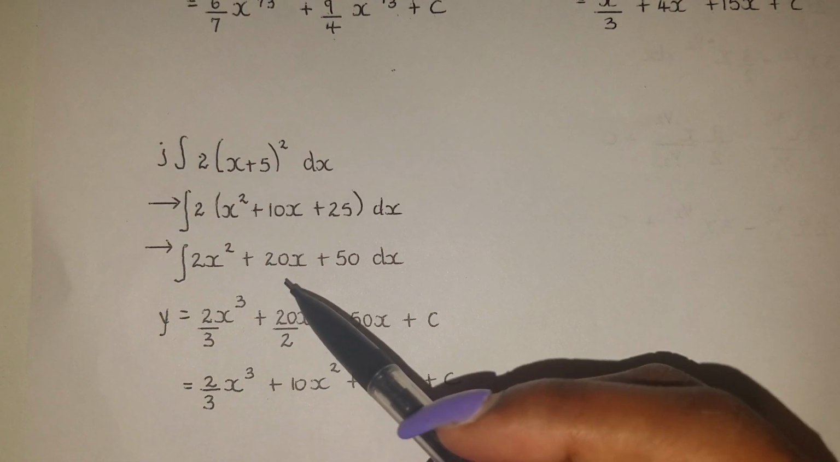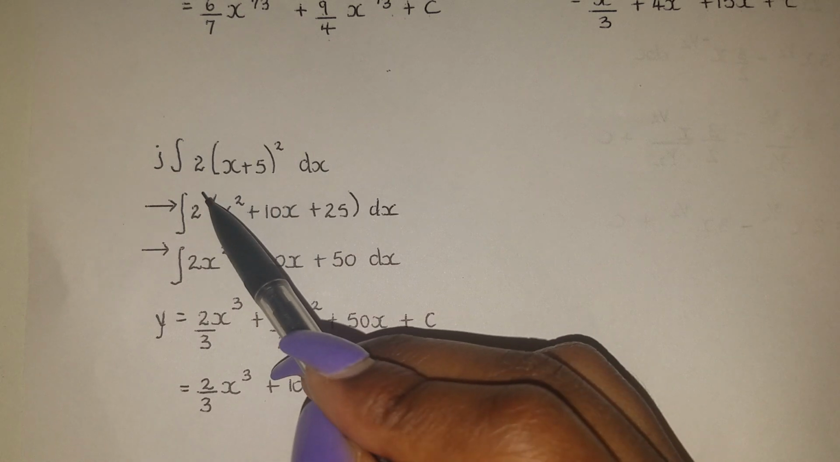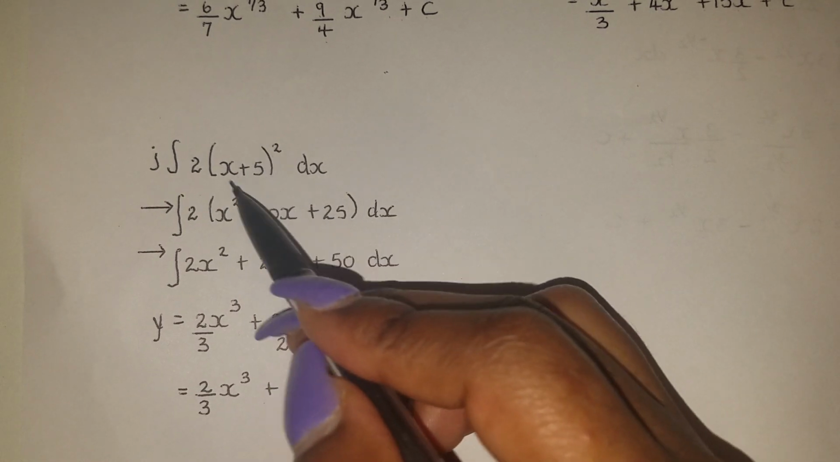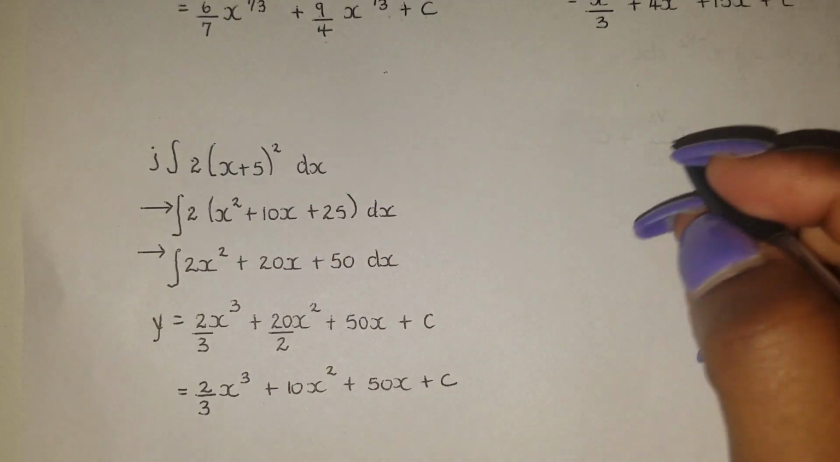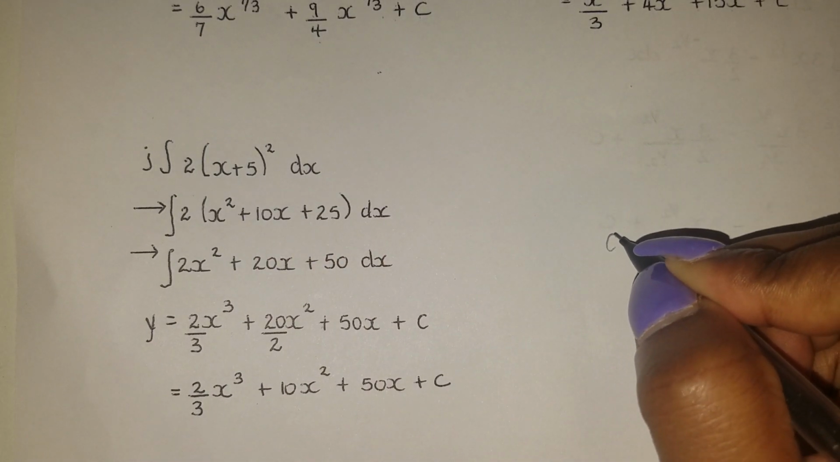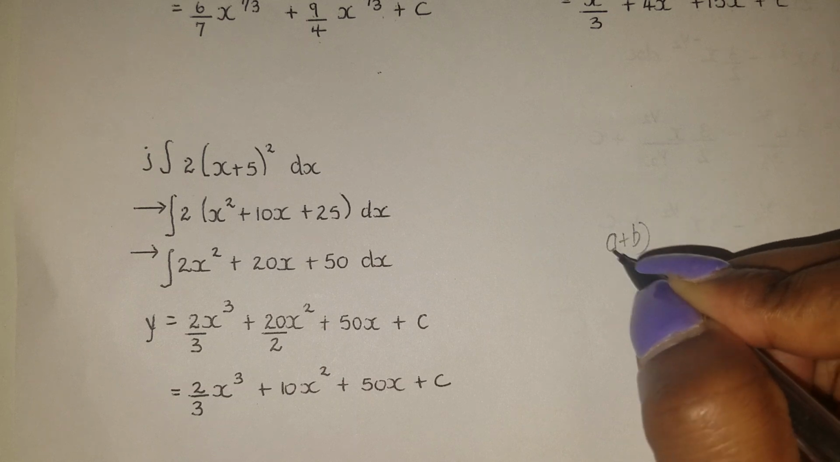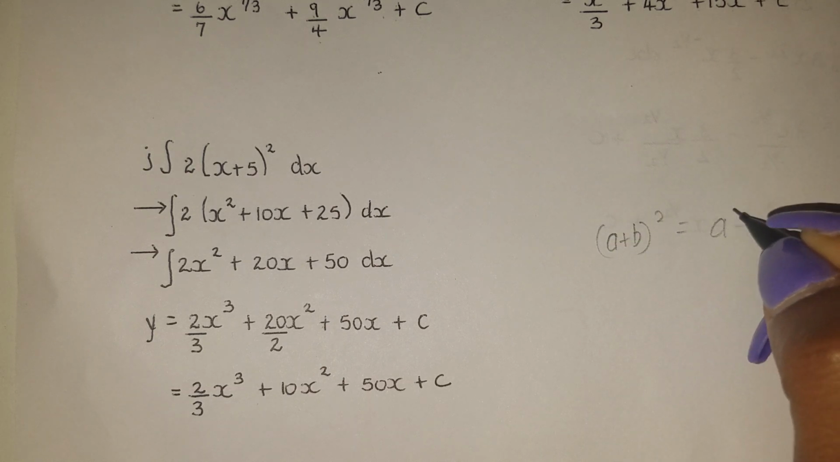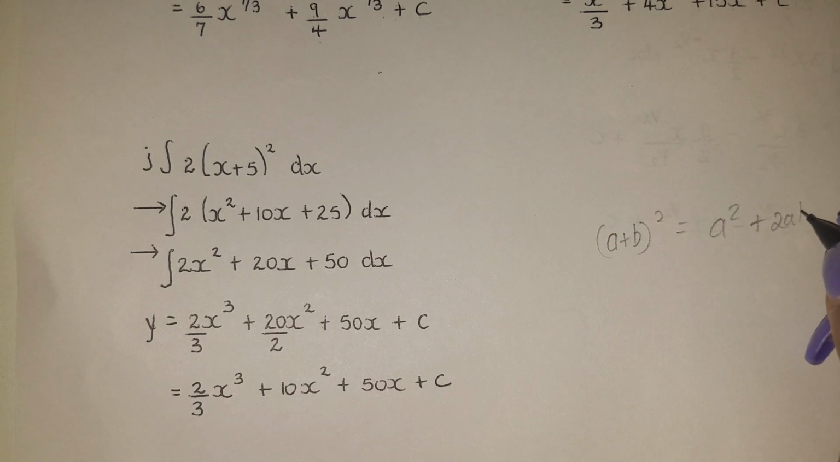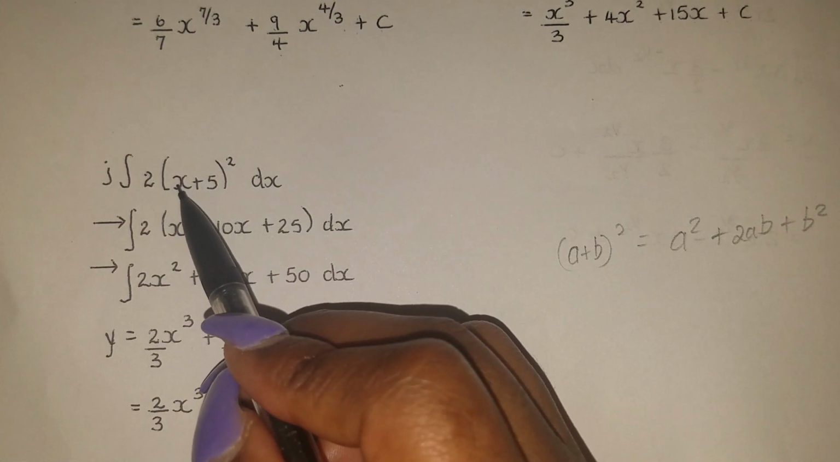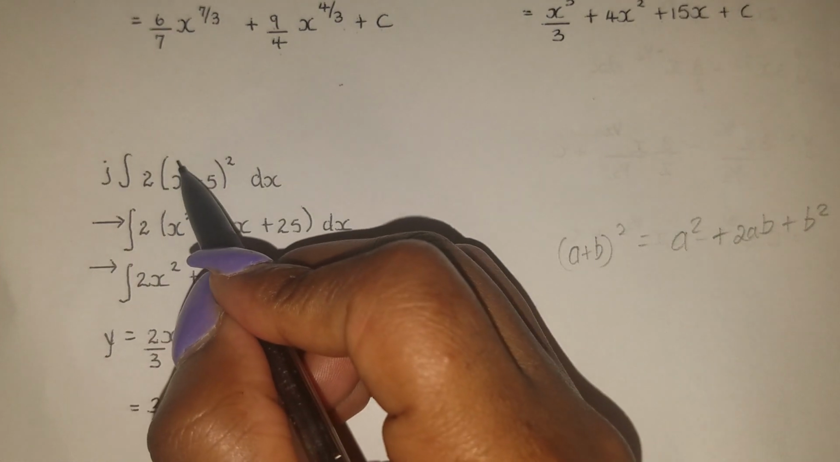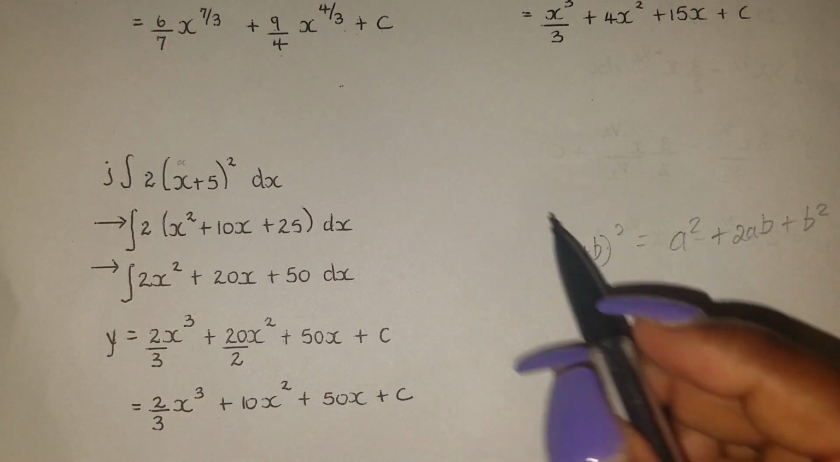In question J, we have the integral of 2 times x plus 5 all squared. Now, to open this x plus 5 all squared, there is a formula, if you recall. a plus b all squared is equal to a squared plus 2ab plus b squared. So we're going to let our x be a, and our b be 5.